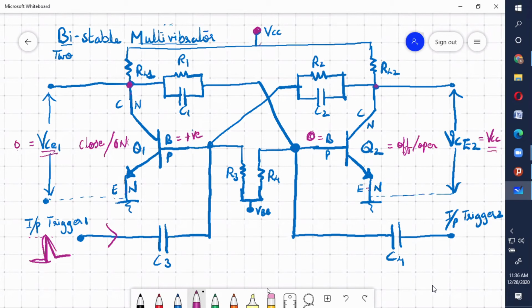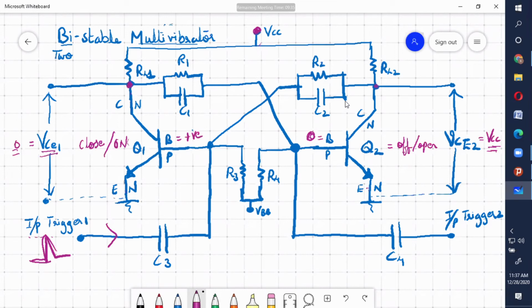Clear, students? One is having 0 as the output. The other is having the output as what? VCC. Is it clear, students? Have you understood? When you apply a positive base for trigger 1, VCE1 is equal to 0 and VCE2 is equal to how much? VCC. Is it clear, students? Have you understood? Yes, sir.